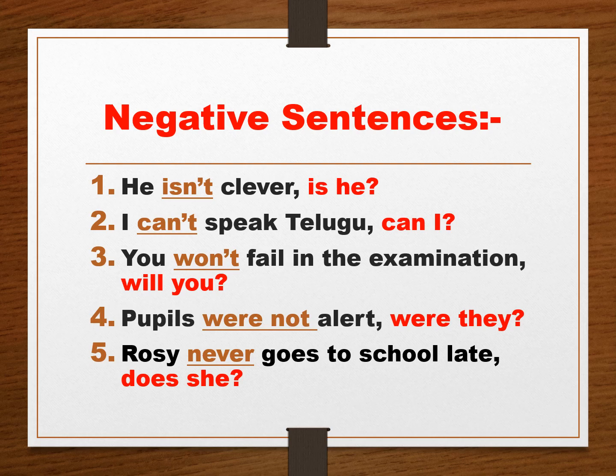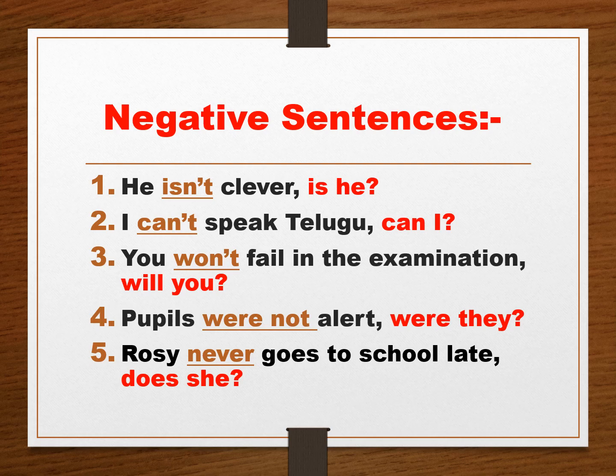Then if you go to the second example, I can't speak Telugu. Can indicates the ability, can't inability. So here can't is changed into can. Add the pronoun I. It becomes can I. Next, third sentence. You won't fail in the examination. Won't is a contracted form of will not. If you remove the not, you'll get the auxiliary verb will. So the tag becomes will you.